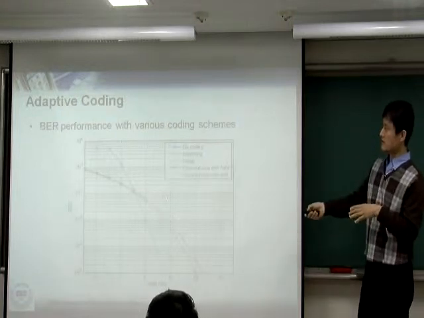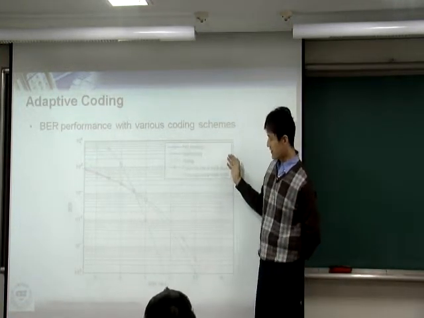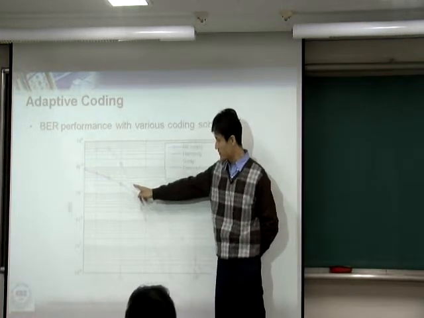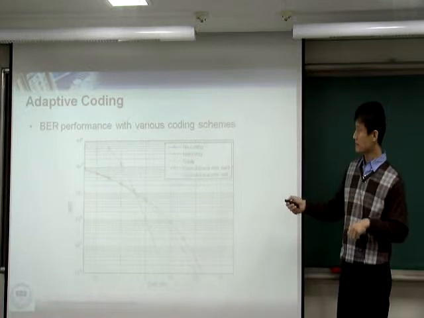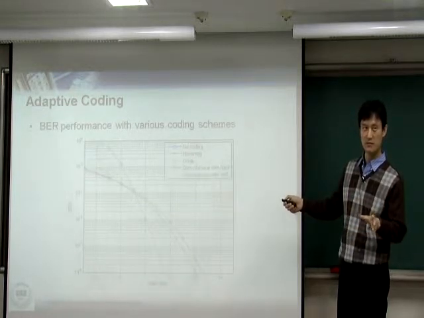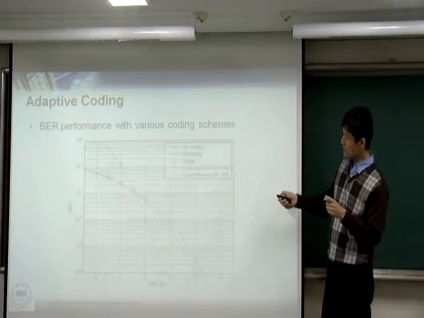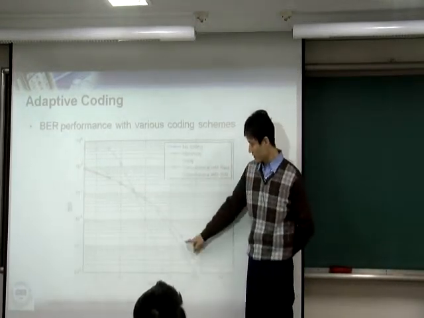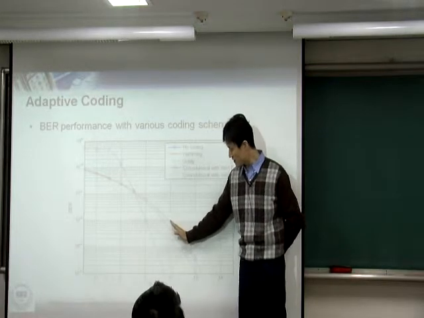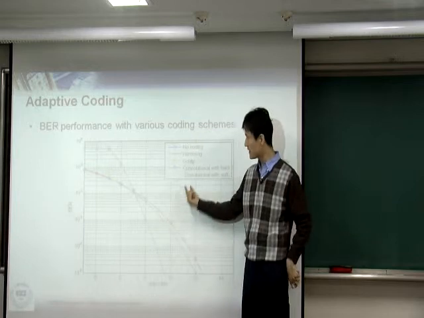In this case, let's think about the coding. The blue one is no coding. And if you use a Hamming code, which is a simple, very simple block code, because we use the coding, there's a little bit of coding gain. You see that the red one is moved a little bit to the left. That's the coding gain, but that's not that big.